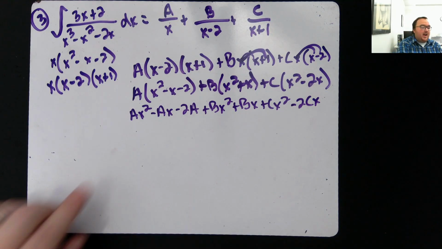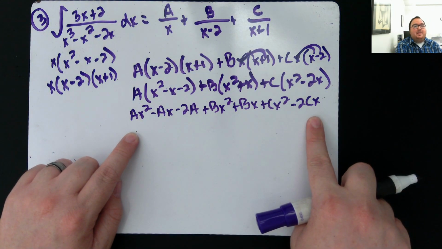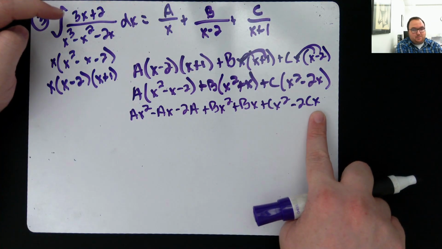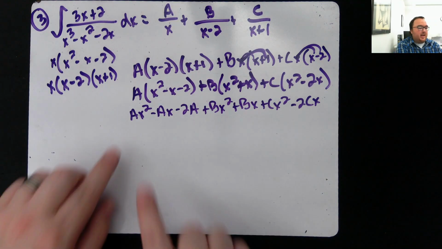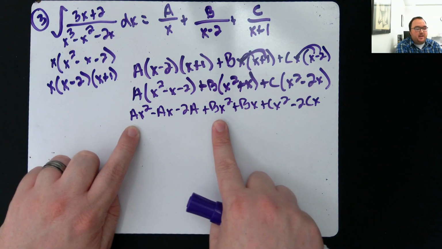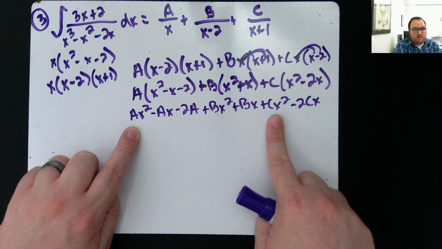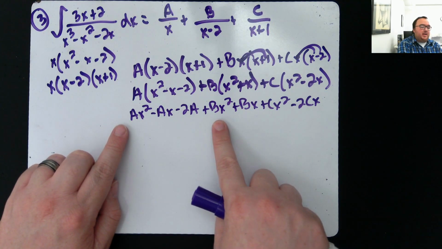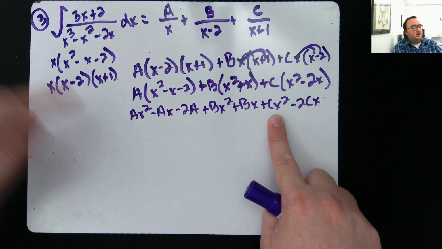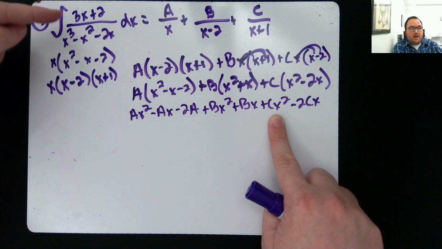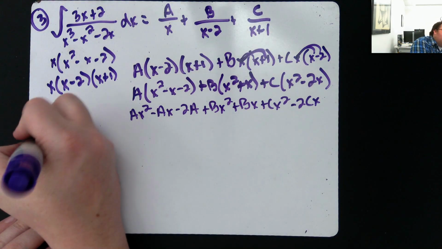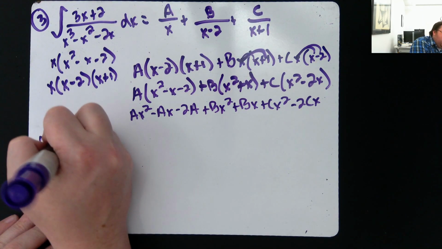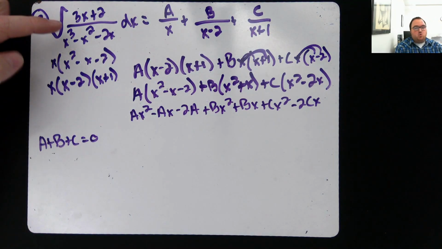So now I know this has to be the same thing as 3x plus 2. So look at all my square terms. I have ax squared plus bx squared plus cx squared. This means a plus b plus c must be, if you notice here, I don't have a square term. So a plus b plus c has to be equal to 0. Again, because there's no square term.